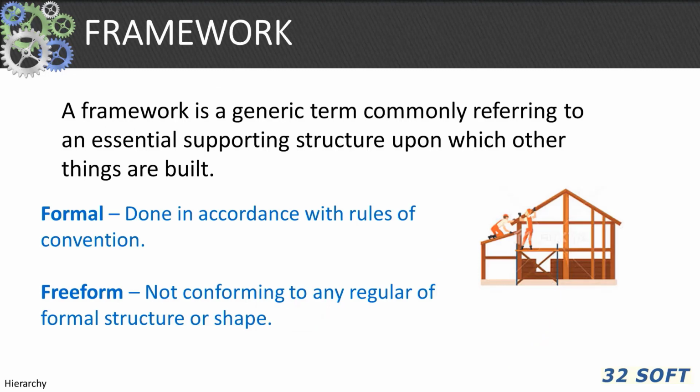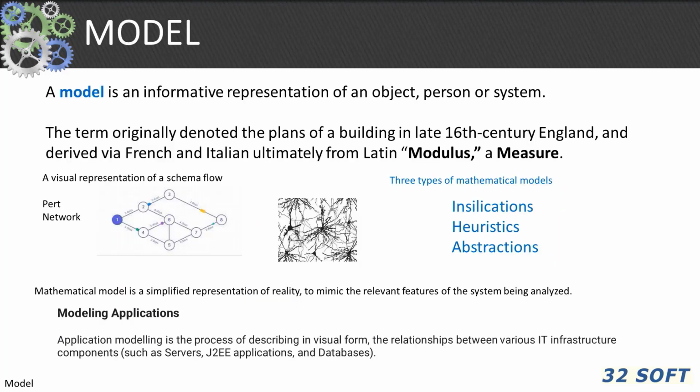A framework is a generic term commonly referring to an essential supporting structure upon which other things are built. There are 2 types of frames, both formal and free-form. A model is an informative representation of an object, person, or system that is built upon a framework. The term originally denotes the plans of a 16th century building in England and comes from modula, the Latin. It is the visual representation of a schema of an information flow.